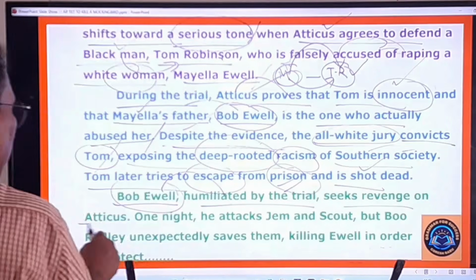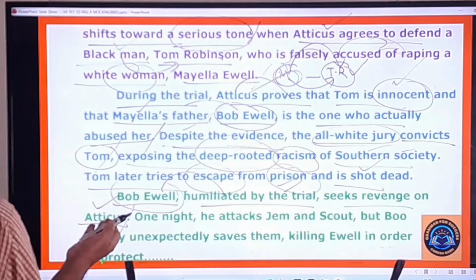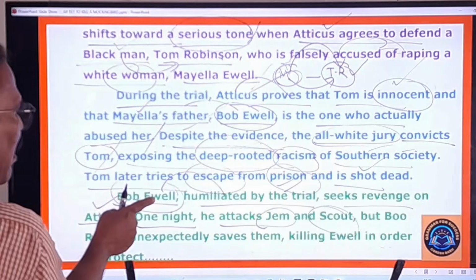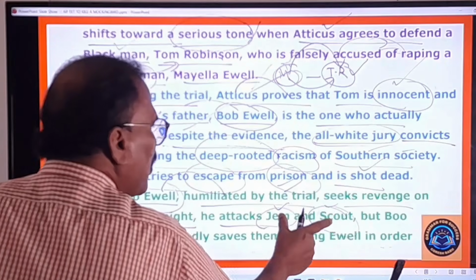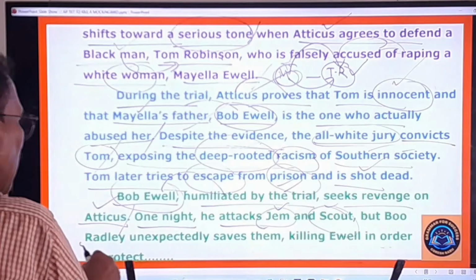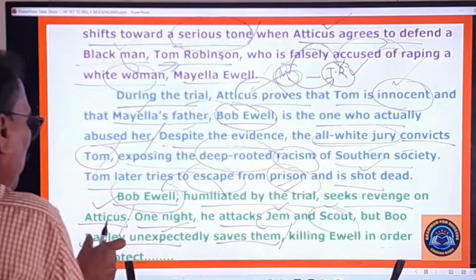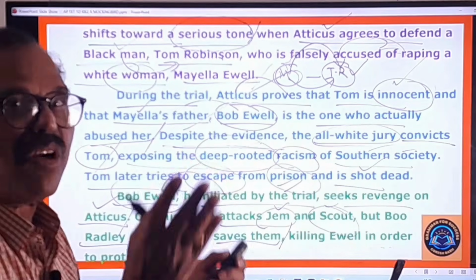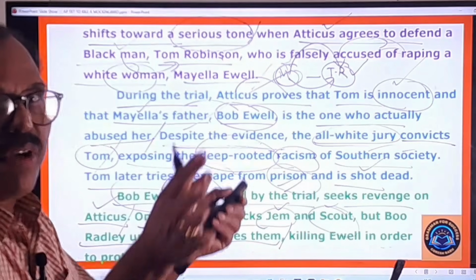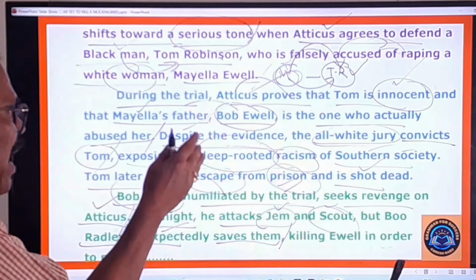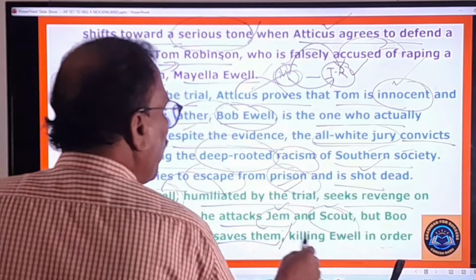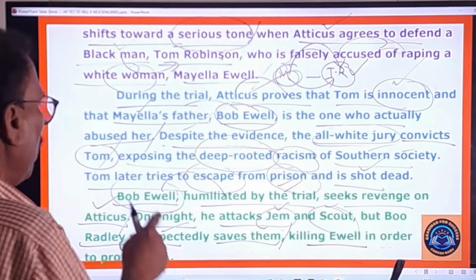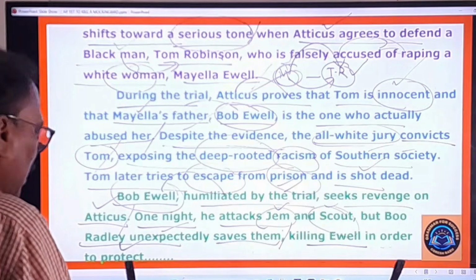He seeks revenge on Atticus. He wanted to take revenge on this Atticus Finch. One night this Bob Ewell attacked Jem and Scout. These were the young children. But Boo Radley unexpectedly saves them. This Boo Radley, the reclusive neighbor who does not come out of his house, who does not mix up with others, who does not talk to anybody in the locality, comes out of his house and saves them, killing Ewell. He killed this Bob Ewell in order to protect the children.